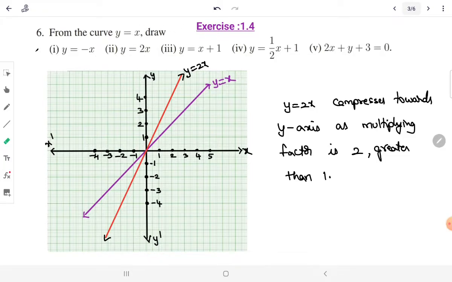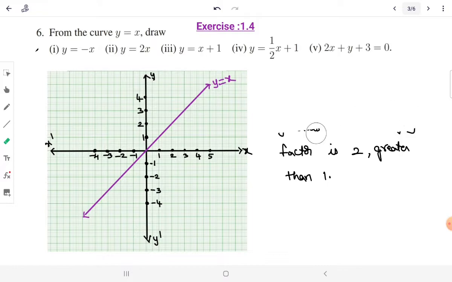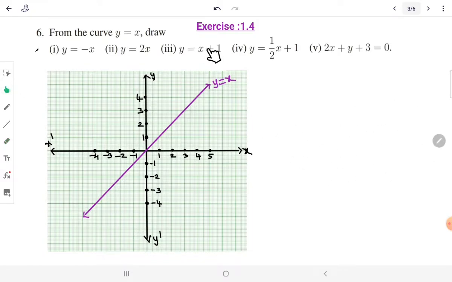Now let's see the third subdivision. It is y is equal to x plus 1. This is already the y is equal to x graph. Now to the x we should add plus 1. This comes under translation. To the x term we are adding 1, which means the graph shifts upward by 1 unit. Before, the graph was this purple colored graph, and it shifts upward by 1 unit. It comes like this. Therefore this is your y is equal to x plus 1 graph.